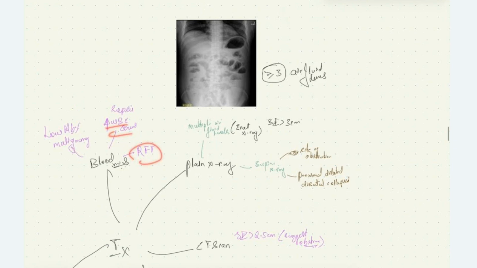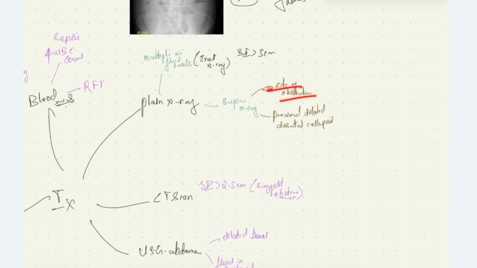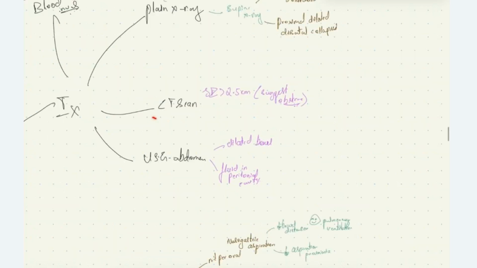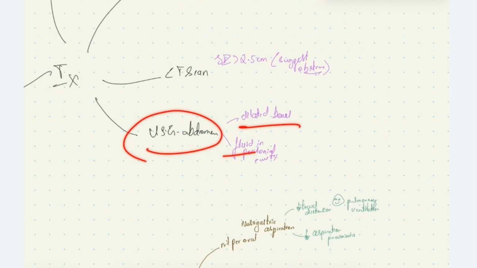There will be multiple air fluid levels, three or more. On supine X-ray, we can see the site of obstruction. The proximal bowel will be dilated, and distal to the obstruction, the bowel will be collapsed. On CT scan, if the small intestine is more than 2.5 centimeters, it suggests obstruction. On USG, we can see dilated bowel and fluid in the peritoneal cavity.